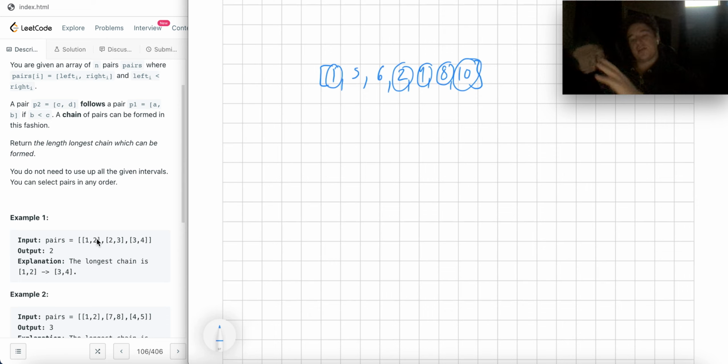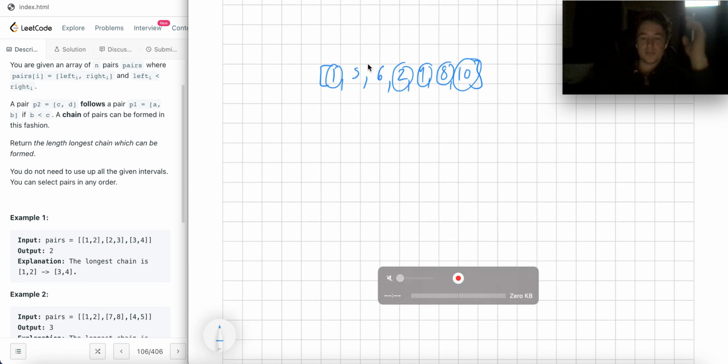So this is really just that problem: trying to find the longest schedule that you can take. What are the maximum number of classes that you can take? What are the maximum number of tasks that you can do? That's very similar to this idea of a longest subsequence.